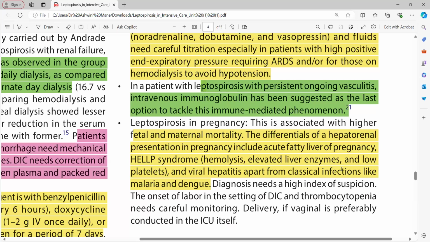immune-mediated phenomenon. Regarding leptospirosis in pregnancy, this is associated with higher fetal and maternal mortality. The differentials of hepatorenal presentation in pregnancy include acute fatty liver of pregnancy, HELLP syndrome, viral hepatitis, apart from classical infections like malaria and dengue.